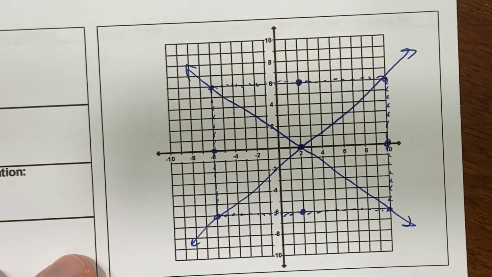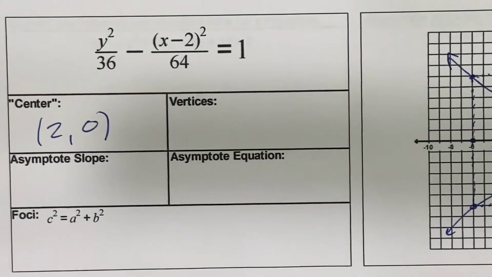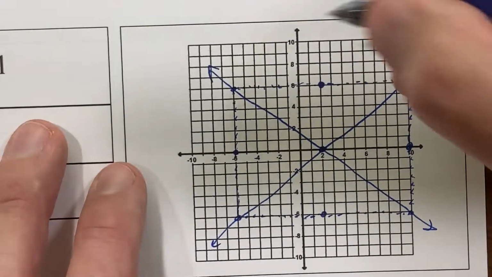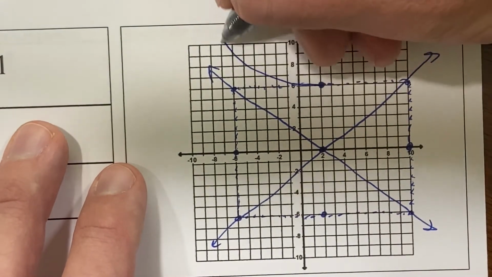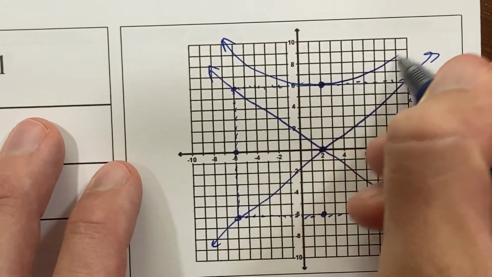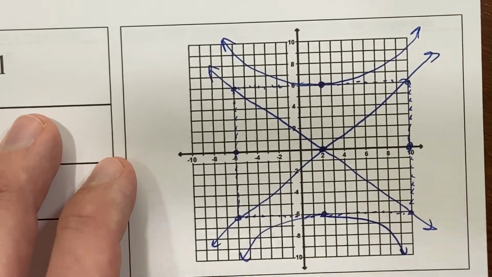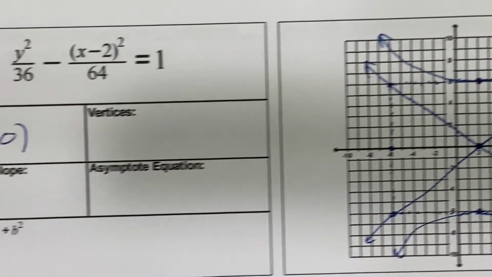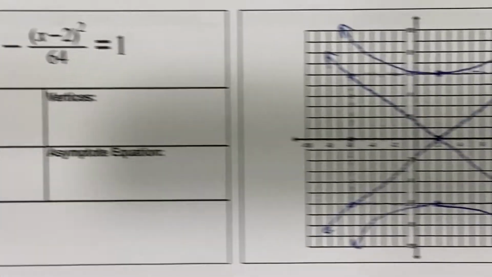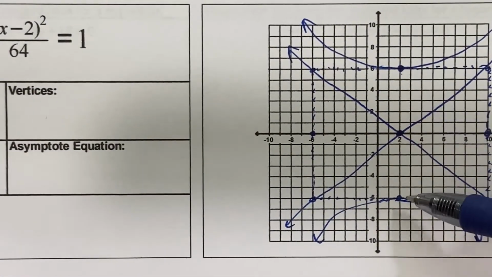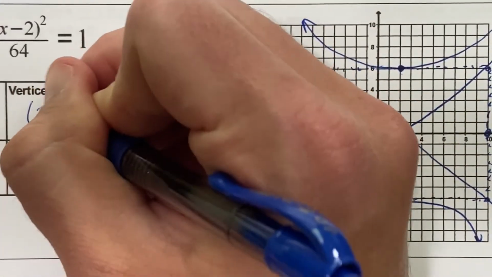Okay. And when I look over here, I see that the y term came first, so it's going to open up and down. So something like this. Okay. And my vertices would be at 2, 6, and 2, negative 6.